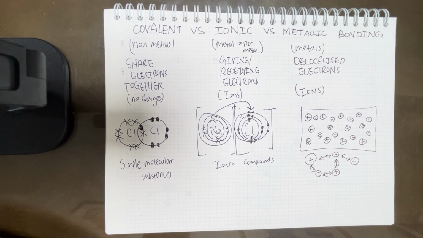And that's pretty much all you have to know about covalent, ionic, and metallic bonding. I hope you understand the differences between the 3 now.